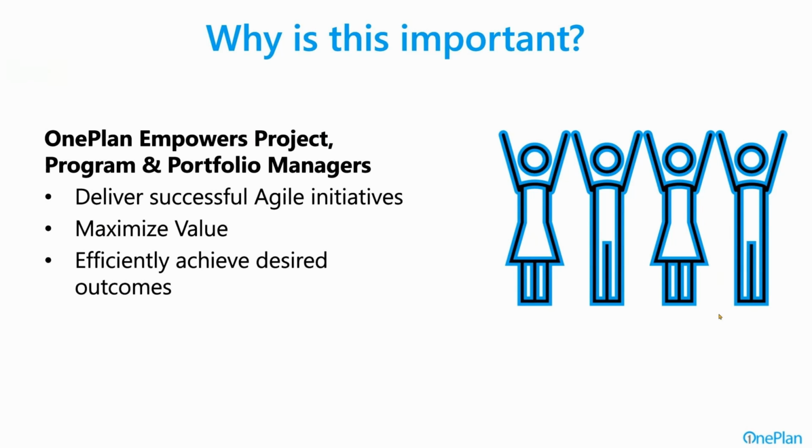Desired outcomes are achieved efficiently because with Agile, like I said, you get to deliver often and get that feedback often, which allows for really effective and efficient outcomes at the end of your project. Sounds great.